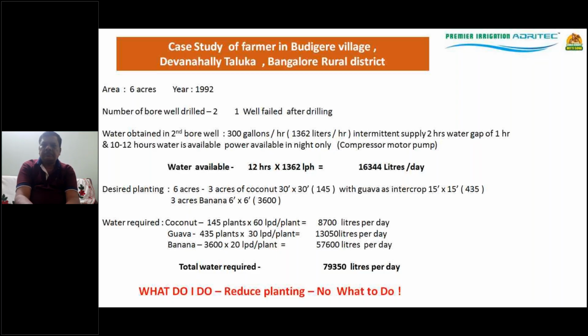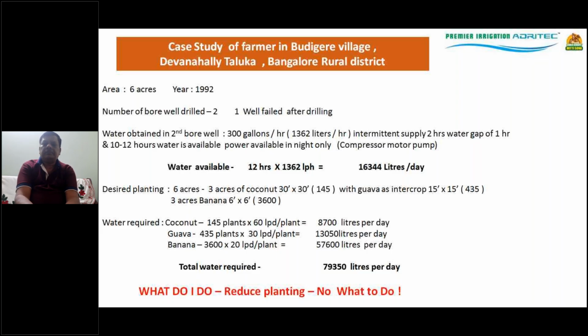He had a 6-acre land and he said, I want to do 3 acres of coconut, around 145 plants at a 30 feet by 30 feet spacing, with guava as an intercrop, 15 feet by 15, around 435 plants. And the other 3 acres I will have banana, around 3,600 plants. So I just did the math.